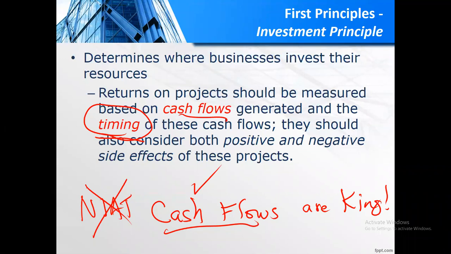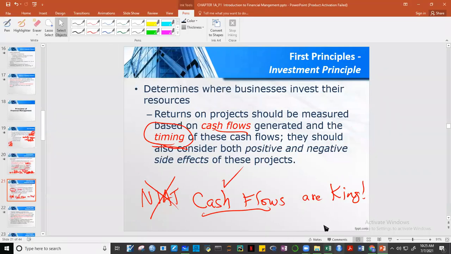Anong gusto nyo, guys? 1 million now or 1 million 1 year after? Sige nga. 1 million at year 0 or 1 million at year 1, after 1 year. Pakichat nga, guys. 1 year later. Okay, Syra, thank you. How about the rest, guys?